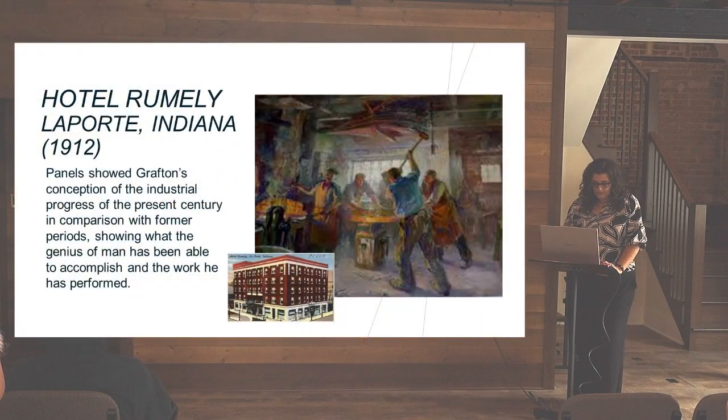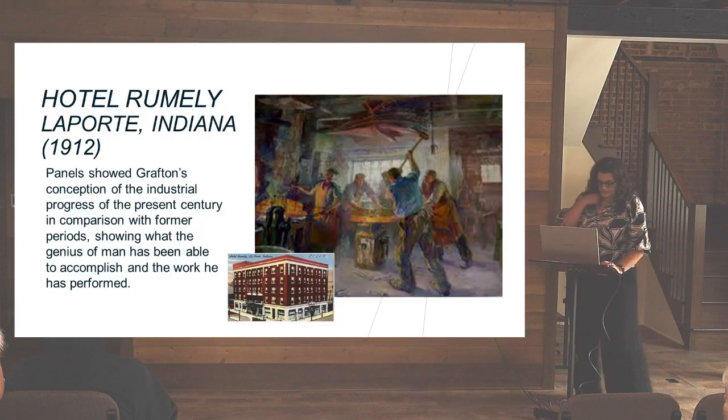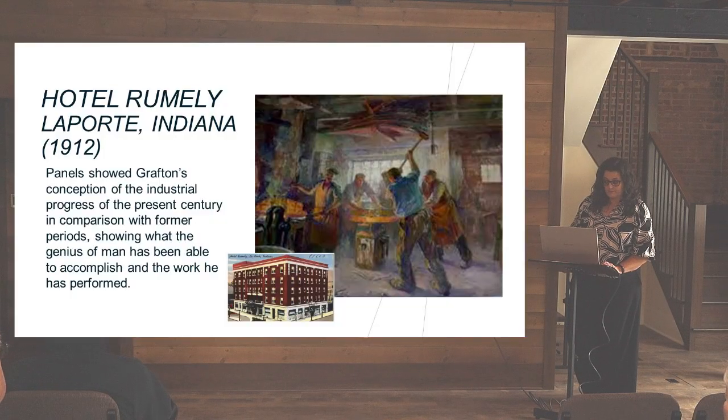So in 1912, Grafton was commissioned by Dr. Edward A. Rumley to paint a series of murals to hang in the lobby of the Hotel Romney, which is in LaPorte, Indiana. As the Romney family was involved in the agricultural implement business, the 11 panels showed Grafton's conception of the industrial progress of the present century in comparison with former periods, showing what has been accomplished by man and the work performed by man.